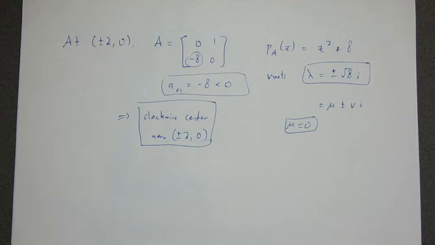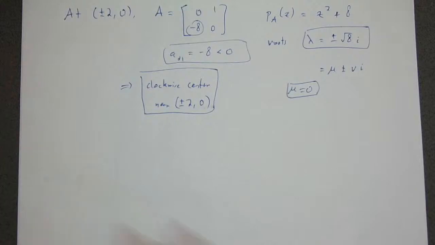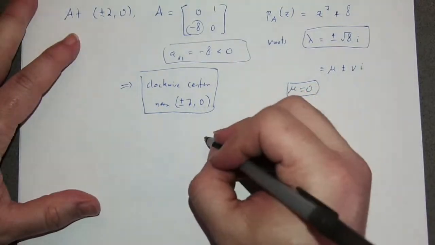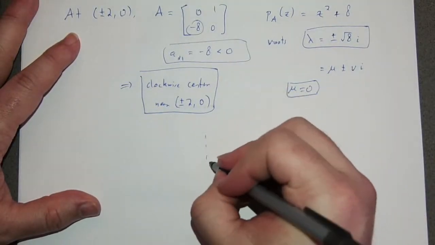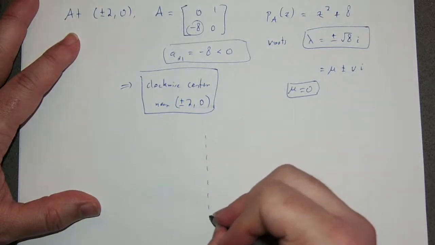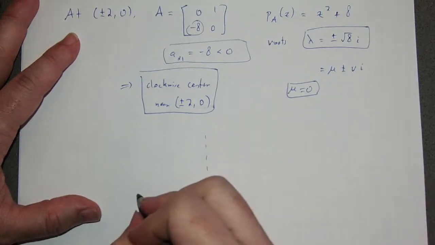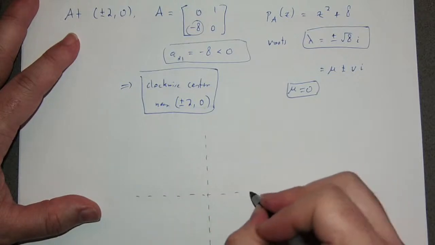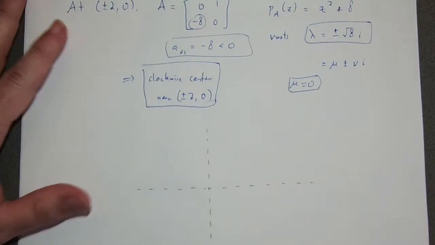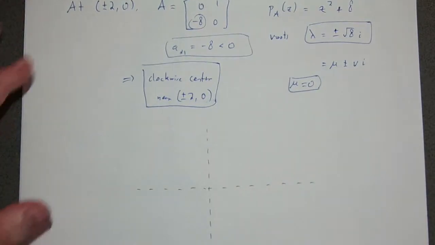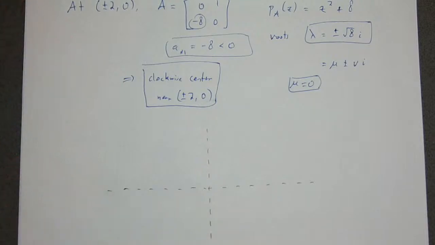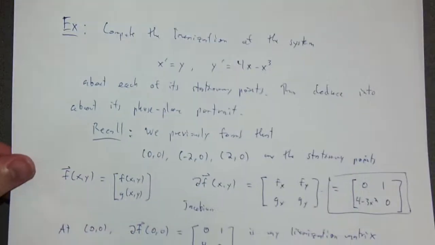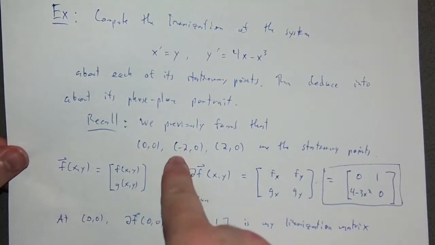Okay. So what does my picture look like? I'm going to draw in subtle axes, because of course, like I said, I don't want the axes to be confused with trajectories here. I'm going to draw in some axes so I can plot these things. Okay, so I have 3 stationary points: 0, 0, minus 2, 0, and 2, 0.